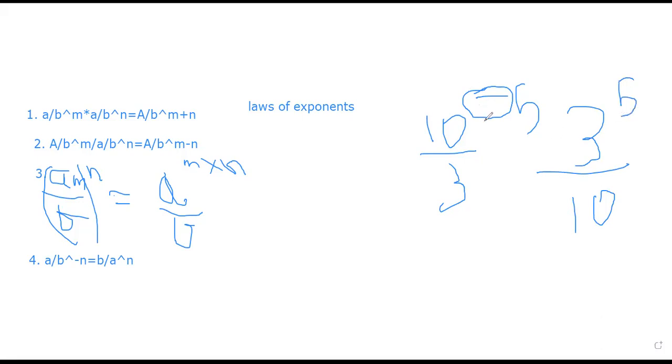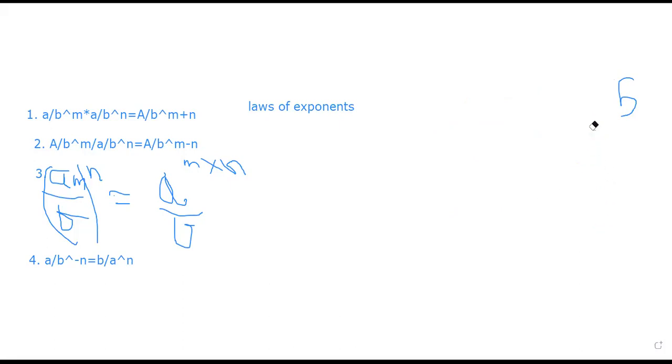So law number 4 says that when an exponent has a minus, that is, it is in negative form, then you should take the reciprocal of the number and make the exponent positive. We should never solve any exponent with its value in negative form.